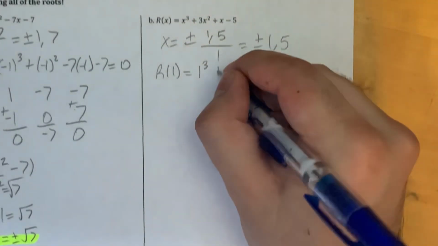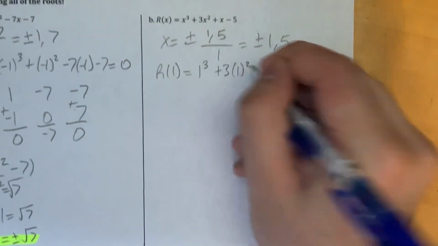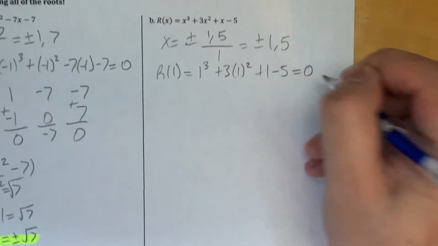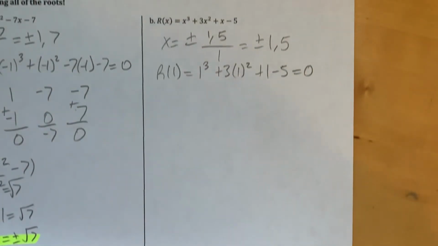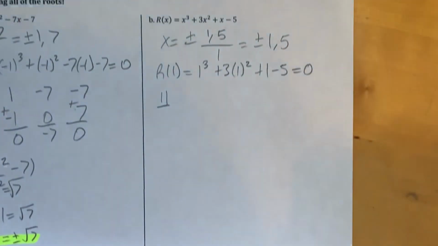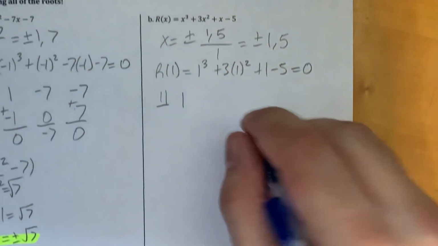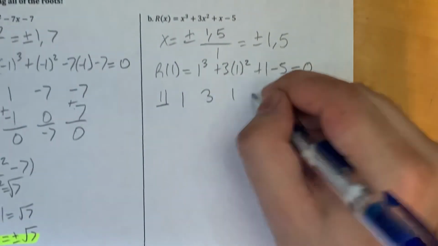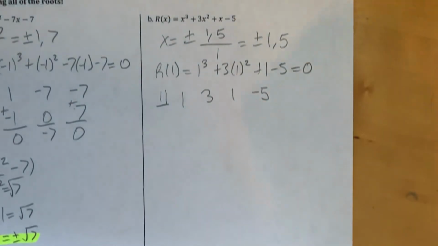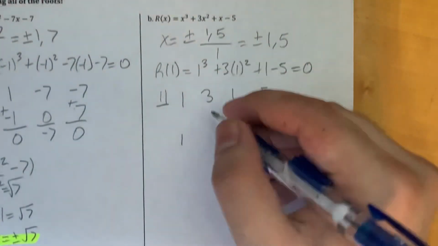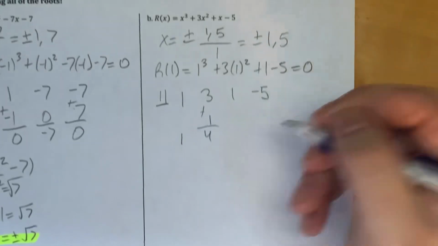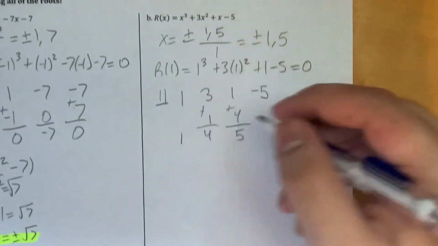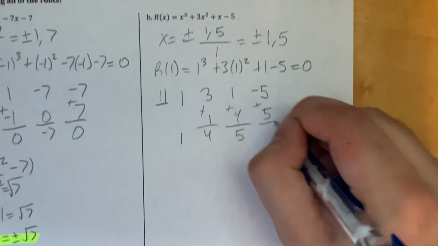One cubed plus 3 times 1 squared plus 1 minus 5 gives us 0. So we're going to put 1. We're going to drag down all of those leading coefficients: 1, 3, 1, negative 5. Bring down the 1. 1 times 1 is 1, add those, and I get 4. 4 times 1 is 4, add those, and I get 5. 5 times 1 is positive 5, add those, and I get 0.